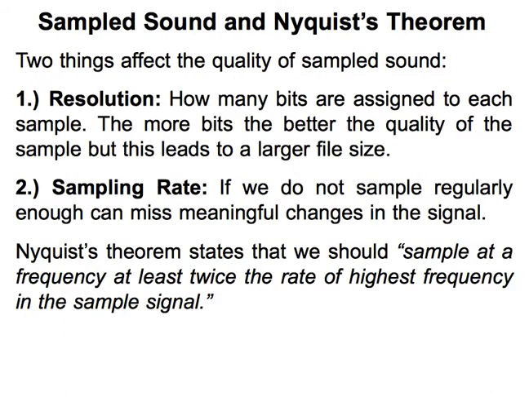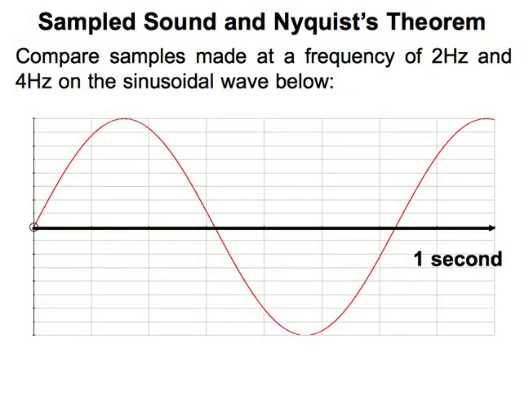Right. So how often do you sample then? Well, there's this guy called Nyquist that came up with a theory. He said you should always sample at a frequency twice the rate of the highest frequency of the sampled signal. So if I have a look at this signal here, that wave is over 1 second. If you then sample it, well, actually you can do this as a task.